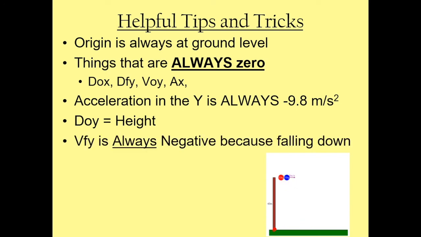VFY is always going to be negative because our objects are falling down. If an object's falling down, it means that it's moving in the negative direction, which means that the final velocity is always going to be negative in the y direction because down is considered negative.